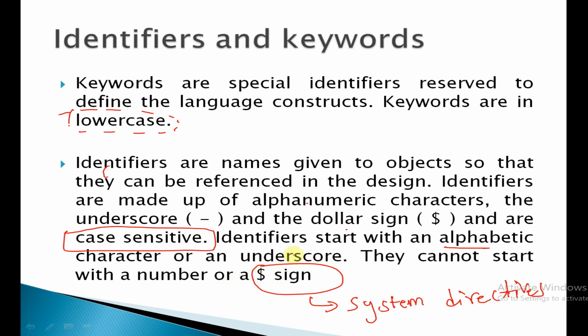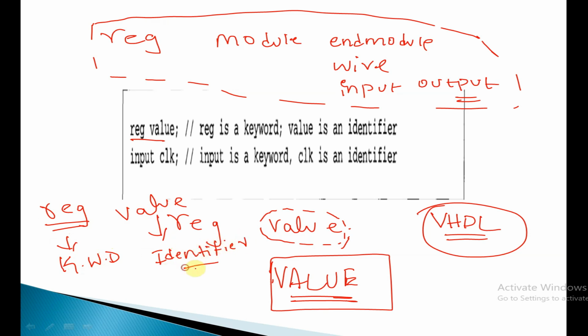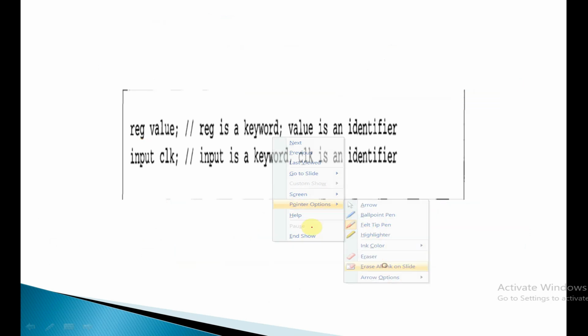Okay, or you cannot use a number. You cannot use a number at the starting position, and you cannot use the dollar symbol at the starting position. So these are some of the rules which you should remember. For example, here you can use reg. In this particular case, reg is a keyword, and value is an identifier. So this is how you should declare any particular identifier.